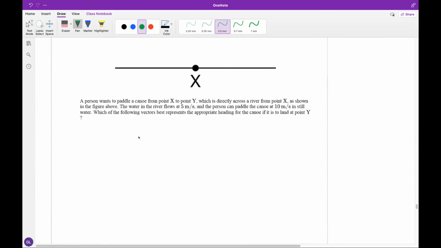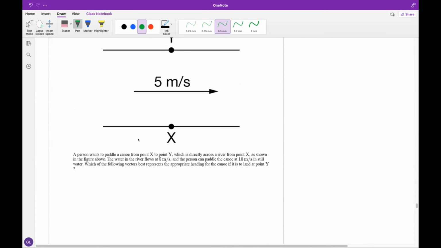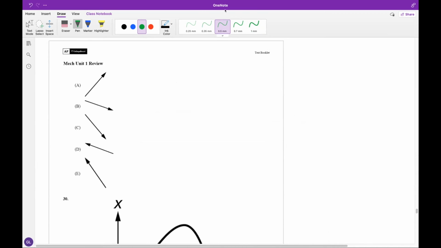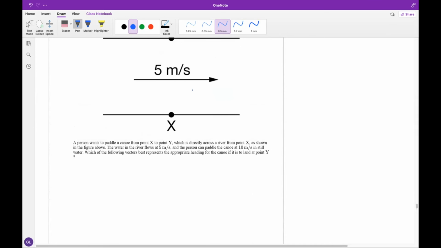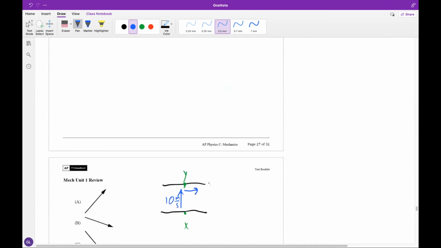And they want best represents the heading of the canoe. Oof, this does not lend itself to screen share very easily, but again, we'll just redraw the figure here. I wonder, do I get the ruler? Oh, I did not get the ruler. This is point Y. This is point X. And so we know that we're going to have a velocity. We can row with a velocity of 10 forward. But the river is going to have a velocity of, I believe, 5 meters per second. So if I just row straight forward, my heading is going to be in this direction.